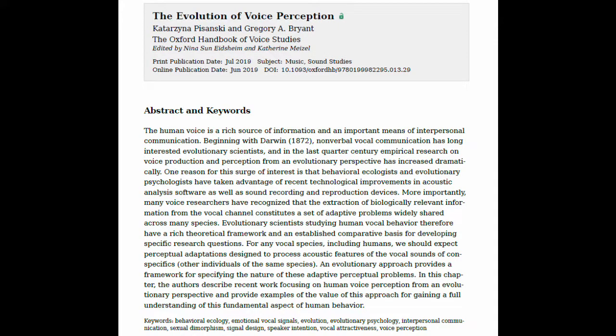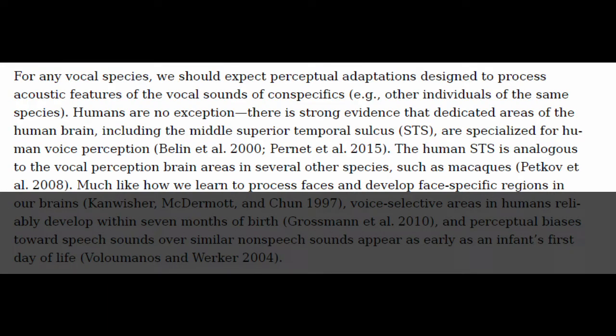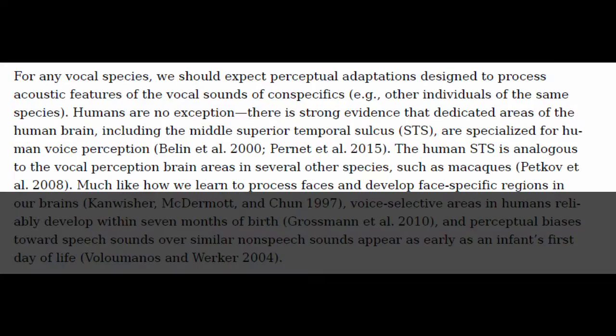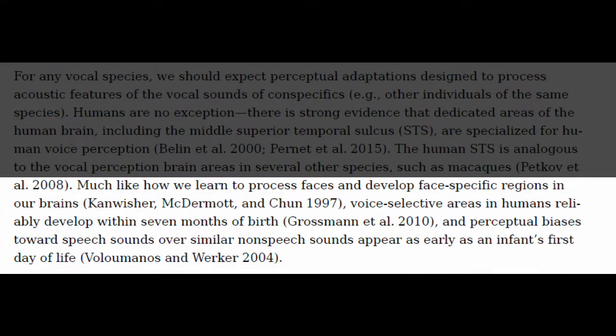In an article entitled The Evolution of Voice Perception, Katarzyna Pisanski and Gregory Bryant address perceptual adaptations for processing voices of the same species. They note that there are specific areas of the human brain, such as the middle superior temporal sulcus, that are specialized for human voice perception, and that like how we learn to process and recognize faces, these regions develop within 7 months of birth, with perceptual biases towards speech over similar non-speech sounds appearing as early as an infant's first day of life. So we can see that people might be naturally drawn to the sound of the human voice.